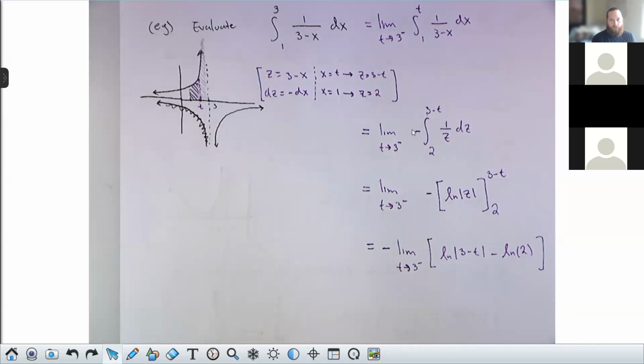Oh, just seeing here in the chat now, this negative came from the substitution. In this previous step, we said we want to substitute for the bottom, 3 minus x. So I made the substitution z equals 3 minus x. When we take the differential, the derivative, dz is negative dx. So that negative is going to pop out here. All right, everything else feel good?